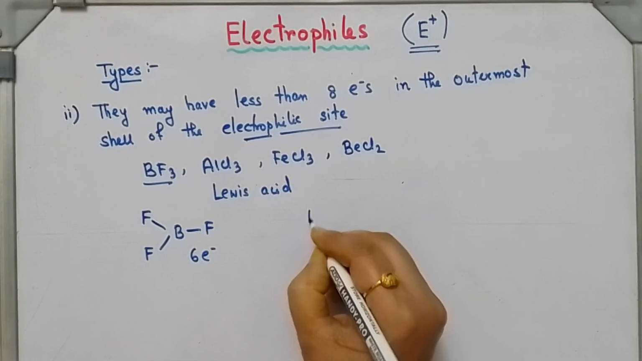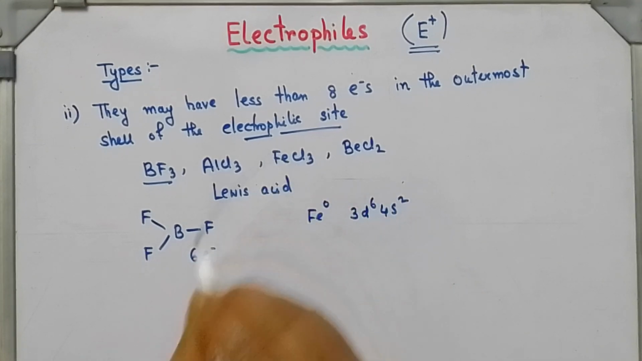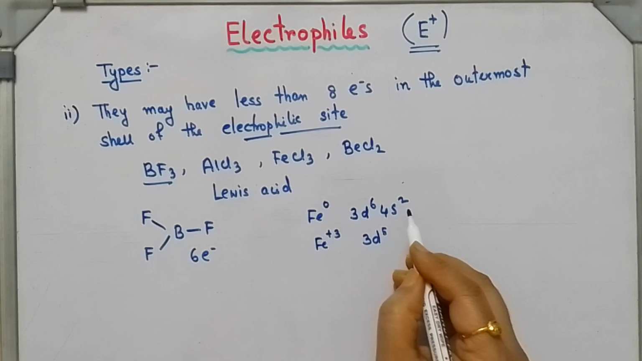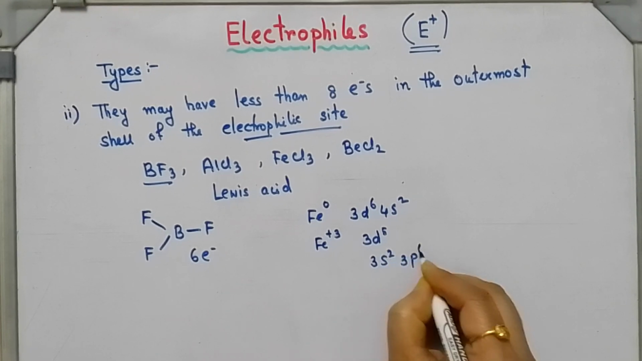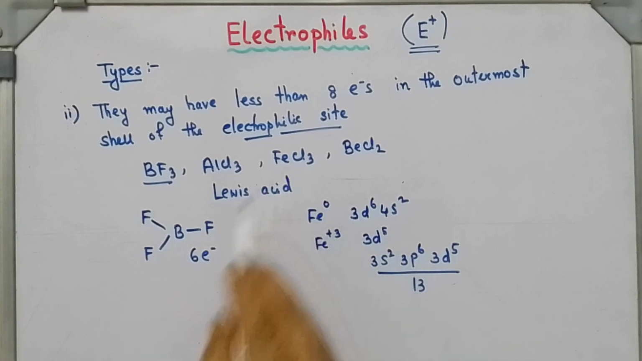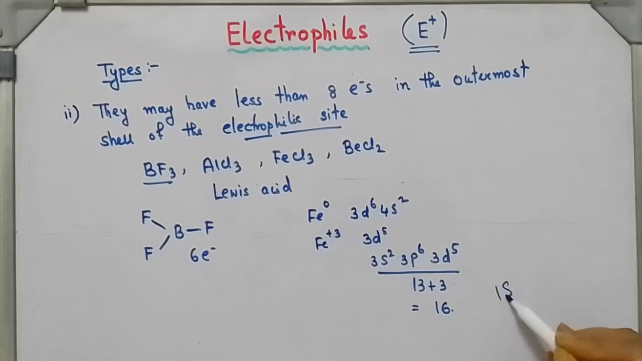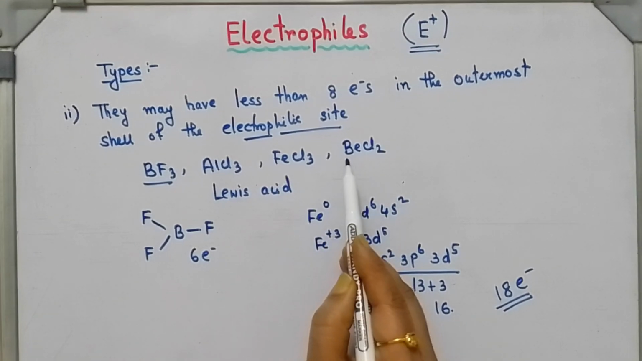Now for ferric chloride, we know iron 0 means 3d6 4s2. Here oxidation state of iron is +3. So its electronic configuration will be 3d5. Remove 3 electrons from here. Actually, this is 3s2, 3p6, 3d5. So, how many electrons? 13 electrons are there. And in ferric chloride, it will get 3 more electrons from 3 chlorine. So, total we are getting 16 electrons. That means it is less than 18 electrons. Therefore, it is having incomplete octet. So, it is acting as electrophile. Beryllium chloride, same thing. It is having incomplete octet.